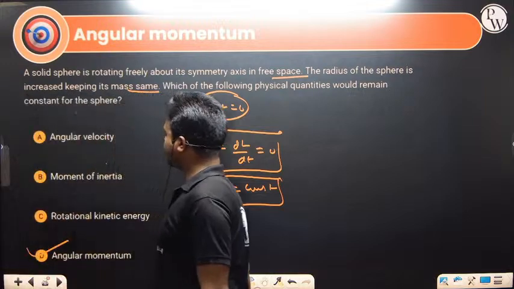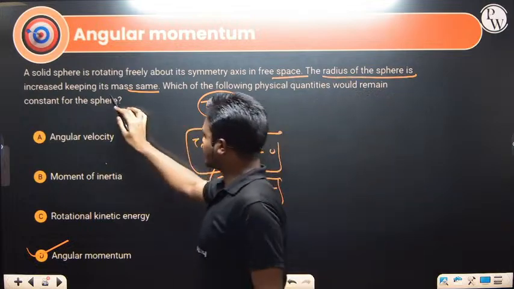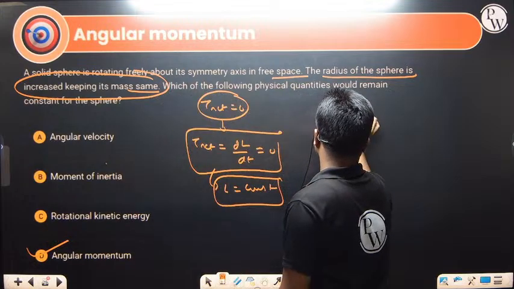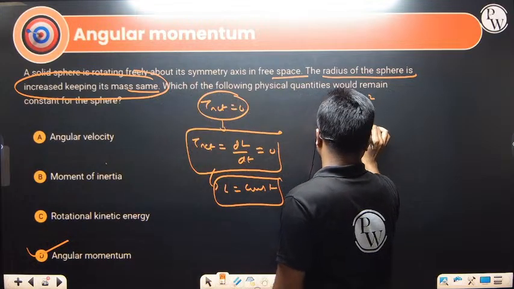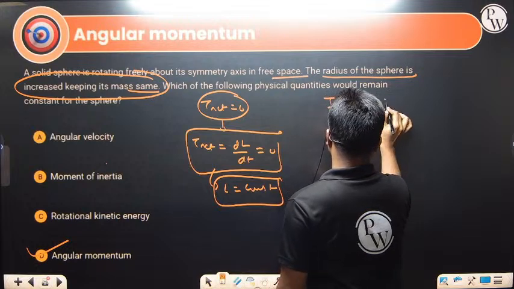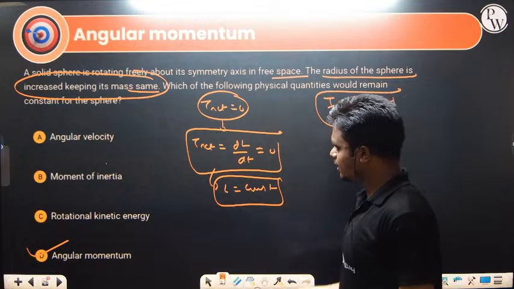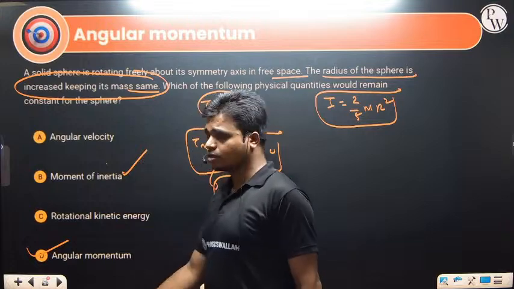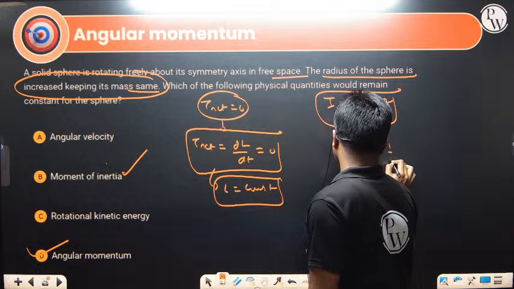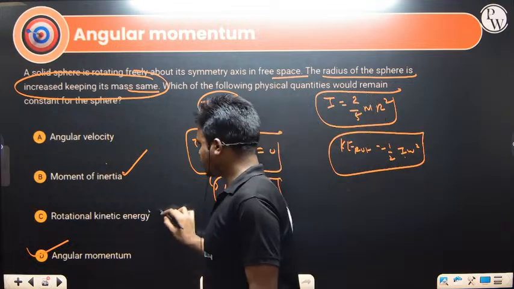Angular velocity might change. For a solid sphere, I equals 2 by 5 m r square. The mass is the same, but the radius is increasing. As the radius increases, the moment of inertia will also increase. And rotational kinetic energy is given by half I omega square. I is increasing, so this will also increase.